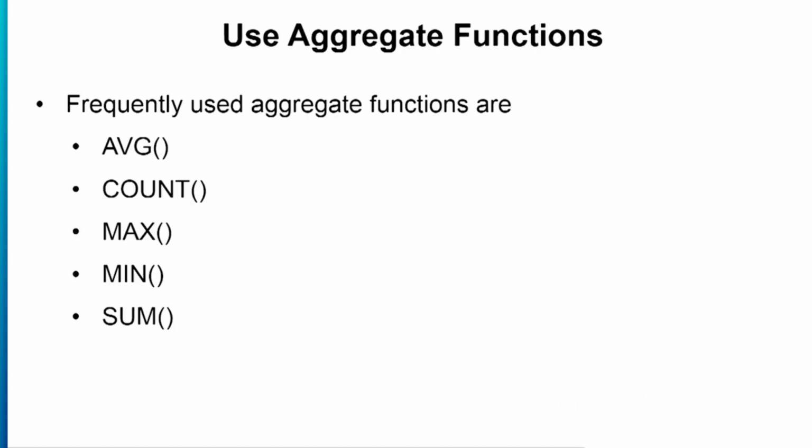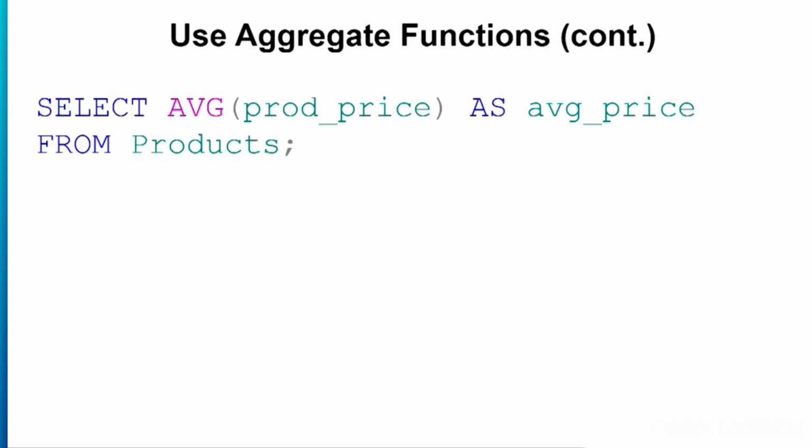The aggregate functions operate against a column or part of a column and return a value based on it. So average returns the average of values in a column. Count returns how many there are. Max returns the highest value. Min the lowest value. And sum adds them, totals them, returns the sum. Now there are some important differences in how these are used, and so we're going to look at some examples. The average is pretty easy. Select average product price as average price. This, as you'd expect, will return one row with one column with the average price.